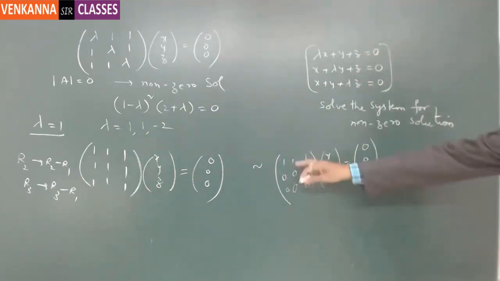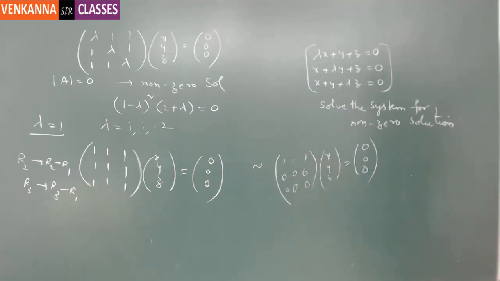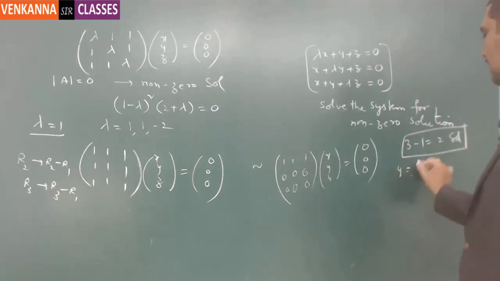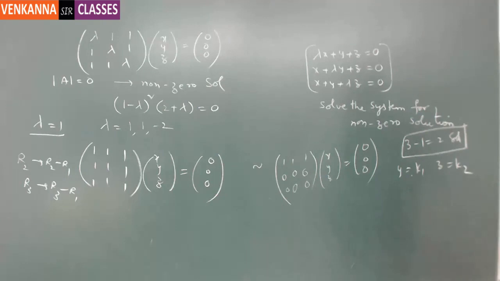So here the rank of the matrix is 1, which is less than the number of variables. So the number of independent solutions is 3 minus 1, which is 2. So we are going to take two constants because we have two independent solutions here. You take y is equal to k1, a constant, and z is equal to k2, another constant.